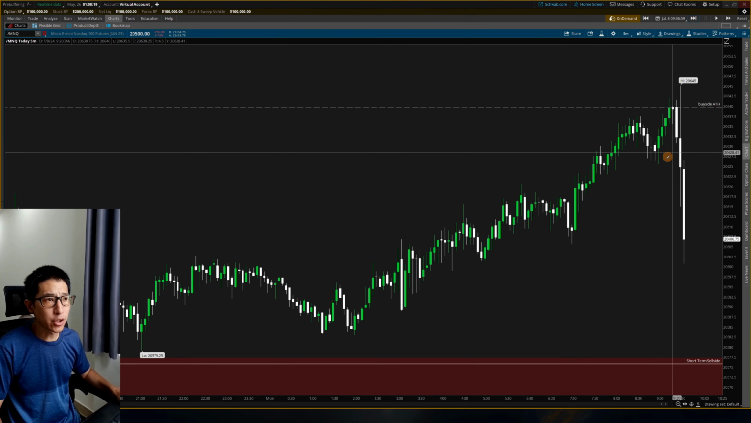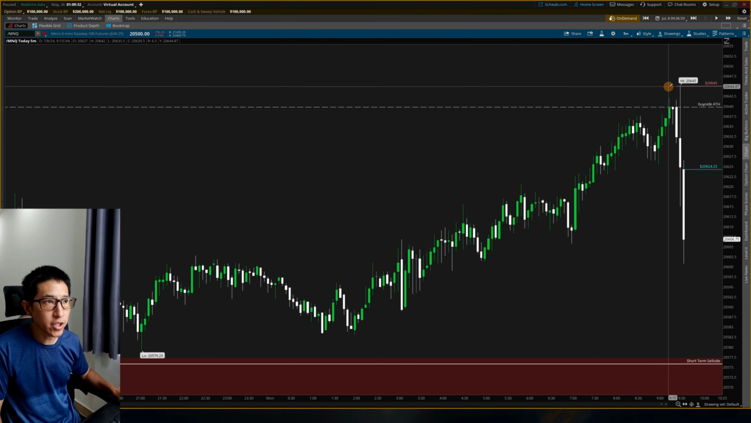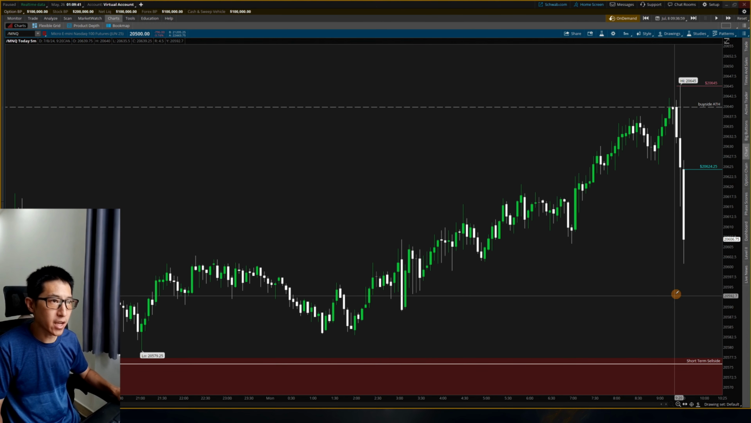More specifically, I'm looking to short here at 20,624.25 with my stop loss here at the high at 645. This should give me enough of a risk for 3 contracts, and I'll be aiming for the short-term sell side, perhaps taking a partial off below these relative equal lows.